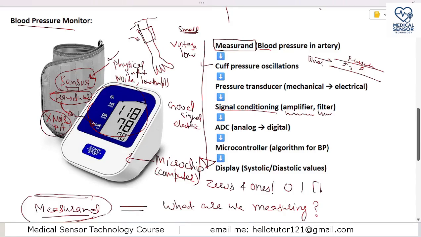Zeros and ones, the binary system. The processors do not understand electric signals, they understand digital, the binary, because these are 0 and 1, they are digits. So there is one thing, the converter, which converts this good signal into digital.